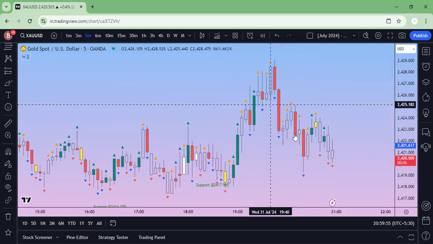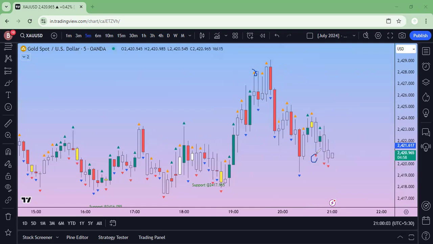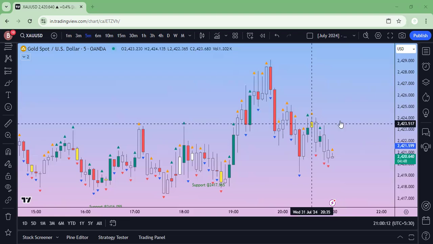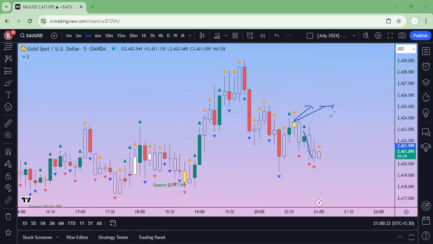Whenever there are two kinds of hollow candles, one would be with an orange triangle, one would be with a red triangle. What does the red triangle mean? Red triangle means that there is weak supply in the market. Though there is supply, the supply is weak. So as per this price movement, if we are approaching downwards, this is a non-repaint indicator. Once the candle closes, what remains would be there on the chart.